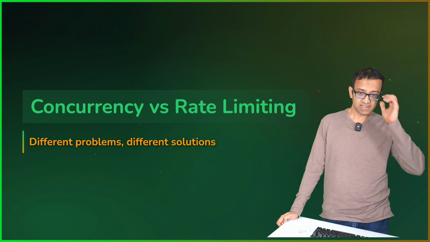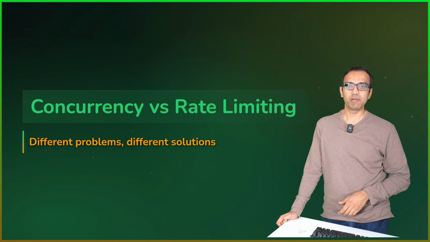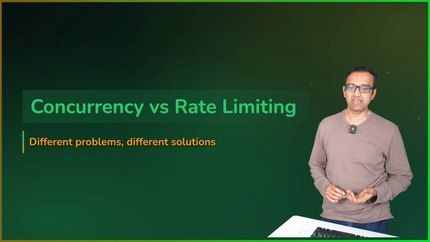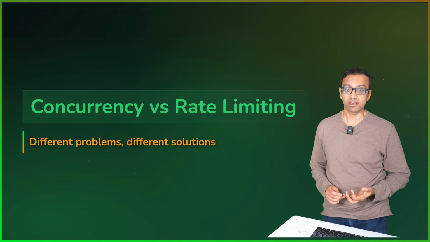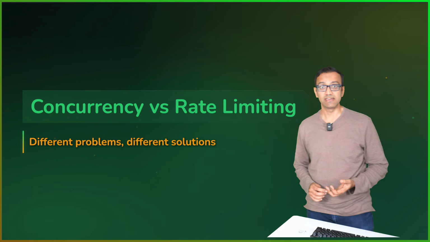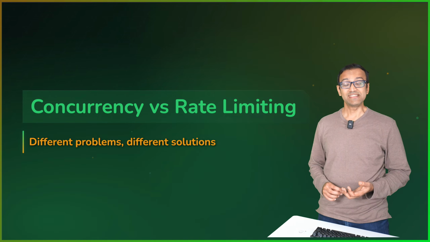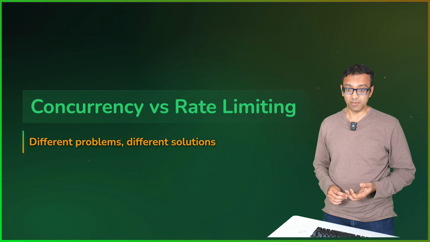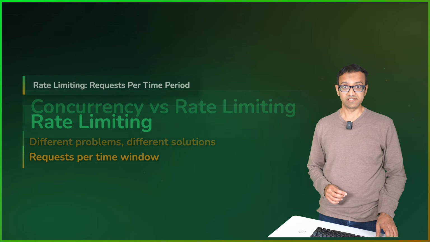I want to address this concurrency versus rate limiting because this came up earlier. Is this the same as rate limiting? It's not. And the distinction is very important. Concurrency limiting and rate limiting are different things, and not just that, they solve different problems. All right, what's the difference?